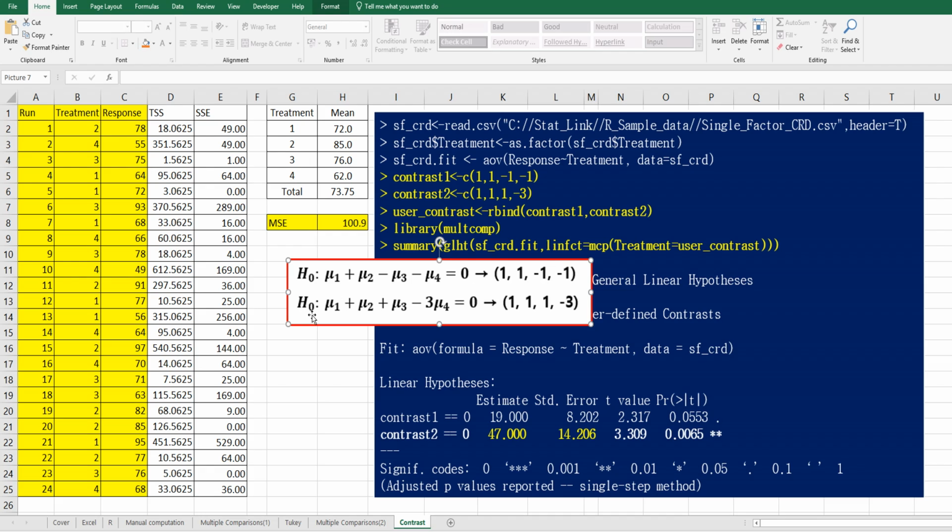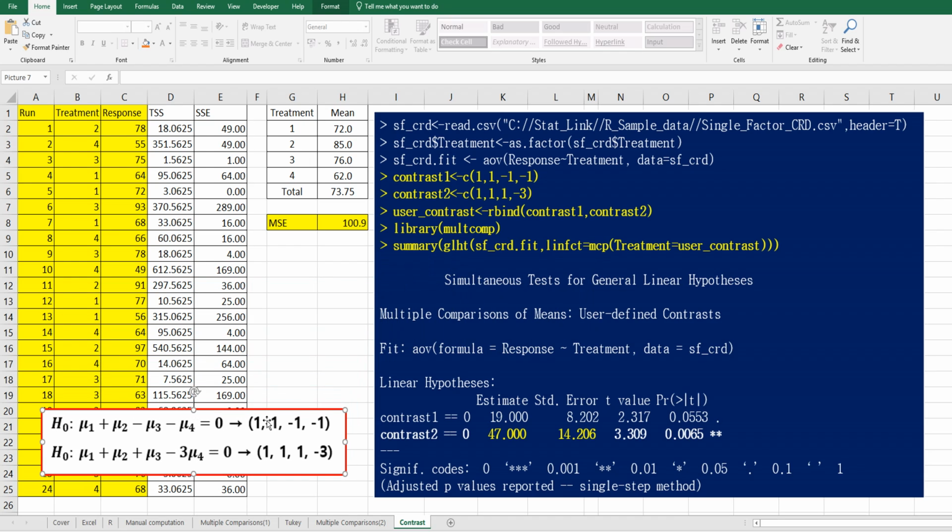The second null hypothesis is mu1 plus mu2 plus mu3 minus 3 times mu4 equals 0. So we want to test it. So the coefficients of this mu are 1, 1, 1, and minus 3. So the sum of these coefficients equals 0.